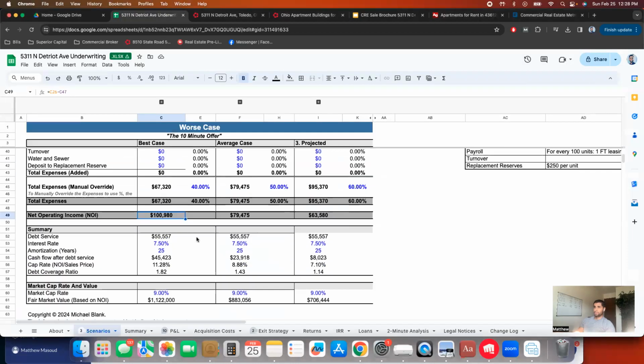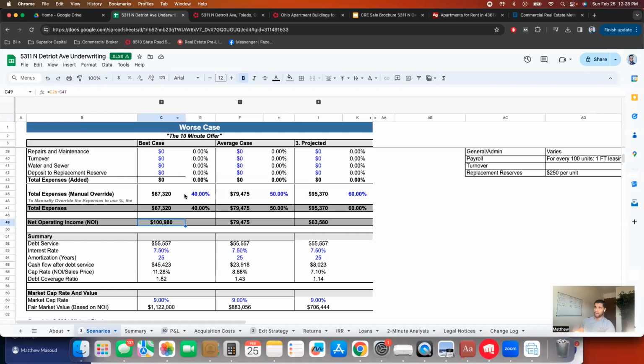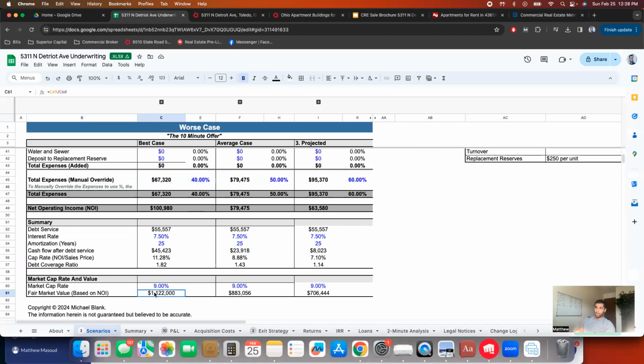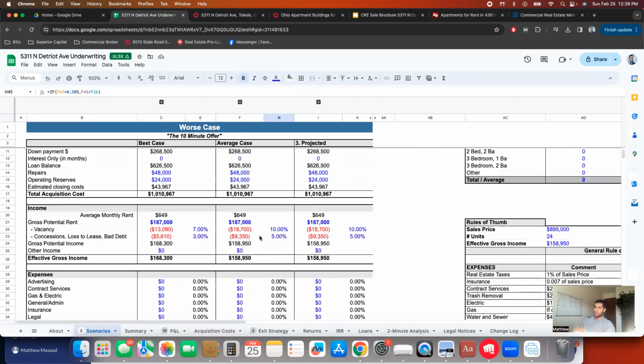So right off the bat, best case scenario, we're able to get expenses super low. We can get this property to be worth 1.1 million. Average case at a 50% expense ratio.